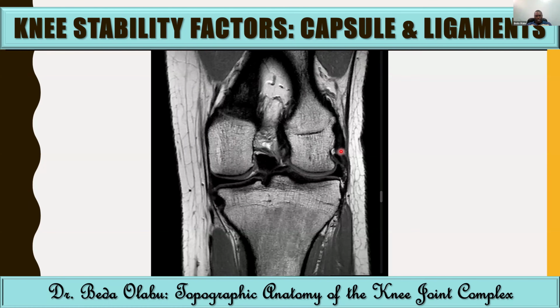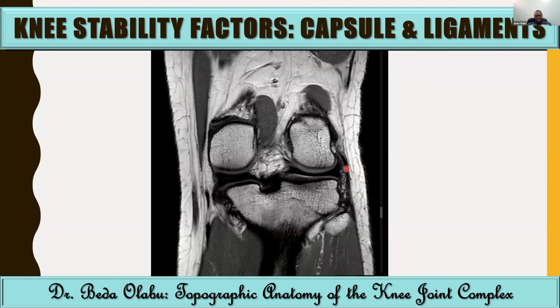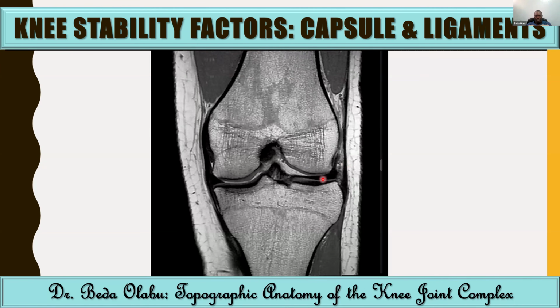So take note that it's extracapsular. We can see some gap between the ligament and the meniscus. The medial one, on the other hand, is very thick and attached to the capsule as well as the meniscus. You can see that's the medial meniscus. This is the ligament. You can't even separate the ligament from the meniscus and the capsule.